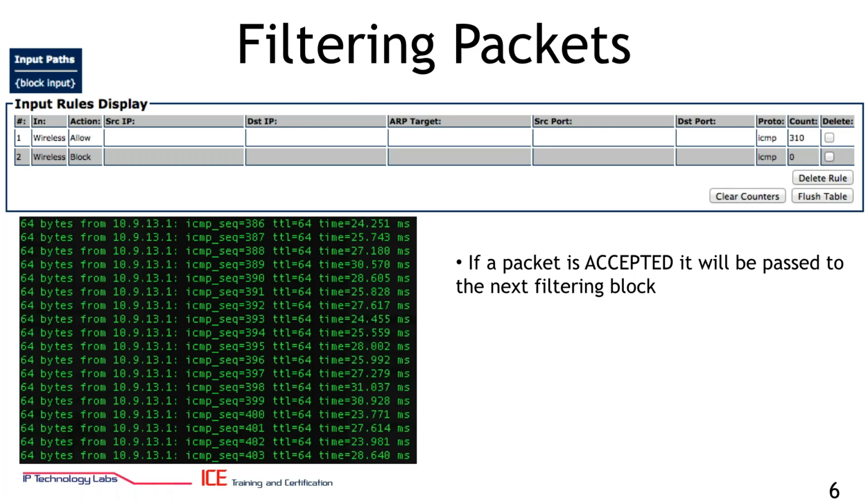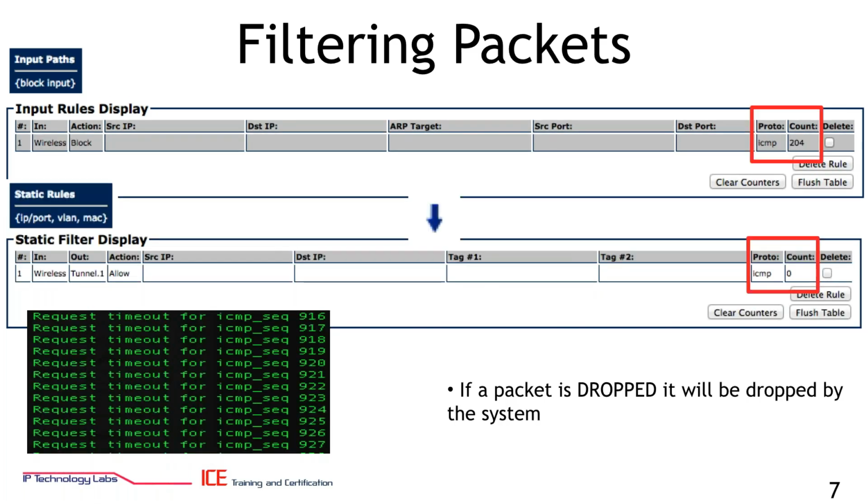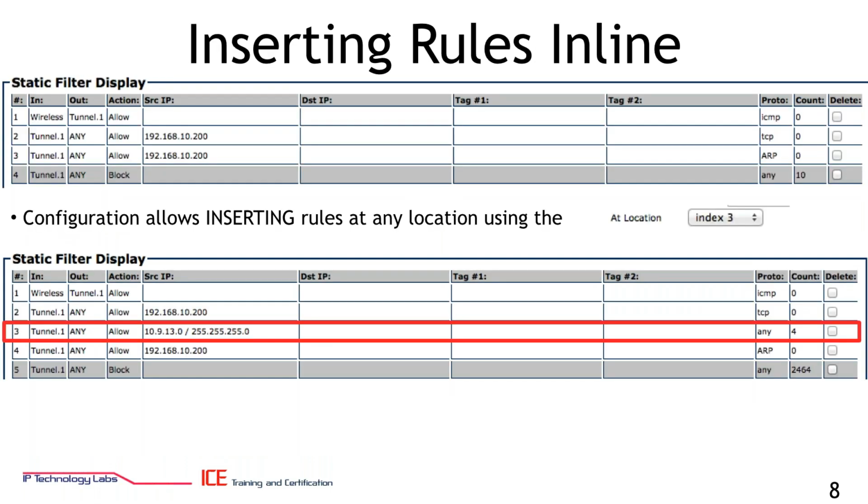And you can see the ICMP packets are all working. And this goes through the different blocks. So if I'm blocking traffic on my input filter rules, when I get to my static filter rules, you'll see there's no counters here because the packet's already been dropped.